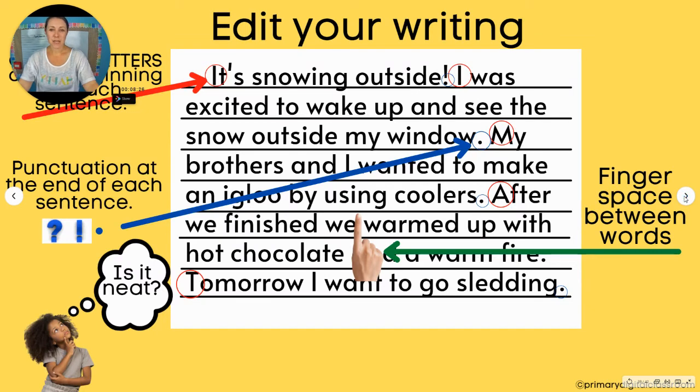And then is it neat? If you showed this to somebody, would they be able to read it? If not, erase some of those words. That way somebody could read your writing. Really, anyone could read your writing.